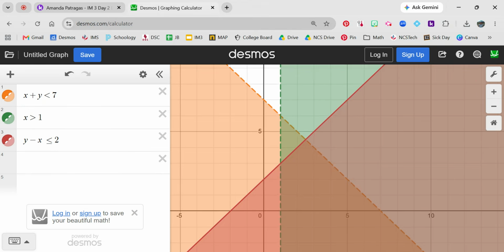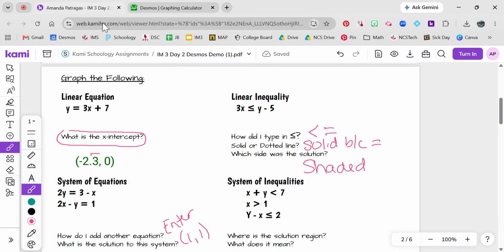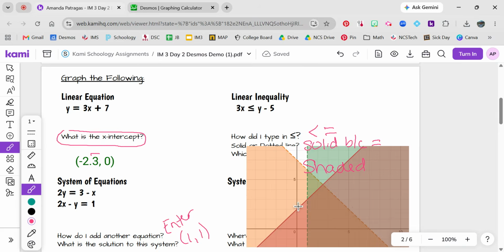And the question is, where is the solution region? And what does that mean? When we had one inequality, it was wherever the shaded area is. But now that we have 3, we need to say, where is all of the shaded region? Where do they overlap? In order to write on this, I'm going to take a picture of this and paste it into our document so I can write on it, making it a little bit easier for you to see. All right, so it looks like this.